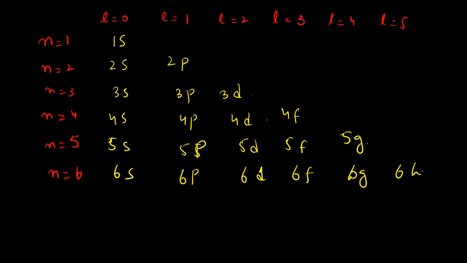So for l equals 0, these all correspond to the s states: 1s, 2s, 3s, 4s, 5s, 6s. For l equals 1, we have the p states: for n equals 2 it is the 2p state, for n equals 3, 3p, 4p, and 6p corresponds to n equals 6. In this way, we have different angular momentum states which correspond to the different values of the orbital quantum number.